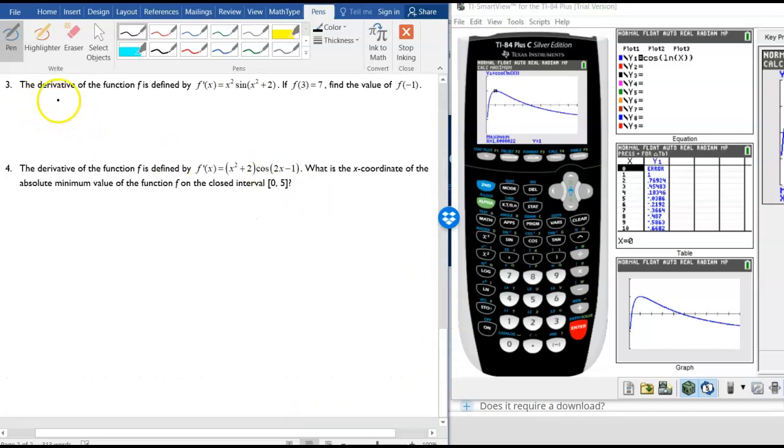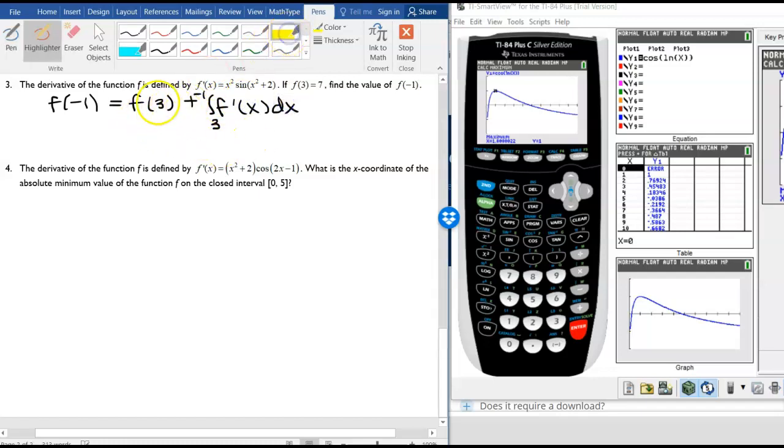All right, number 3. We are given a derivative, f prime equals x squared sine of x squared plus 2. If f of 3 equals 7, we want to find the value of f of negative 1. So this is when we use that net change theorem or fundamental theorem of calculus. If I want to find f of negative 1, that's equal to f of 3 plus the integral from 3 to negative 1 of f prime of x dx.